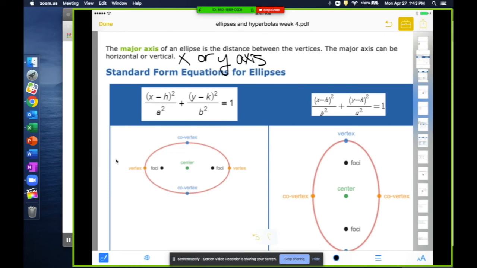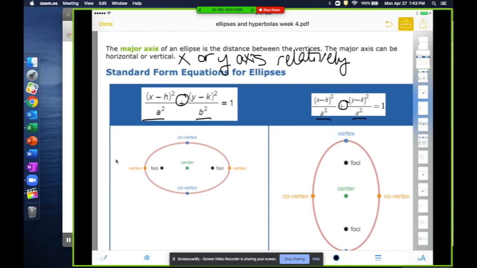Now, there are two different standard forms, just like there was for parabolas. They look extremely similar, except the denominators are going to flip around depending on whether your major axis is horizontal or whether your major axis is vertical. And what you'll see is that a squared and b squared will flip around.